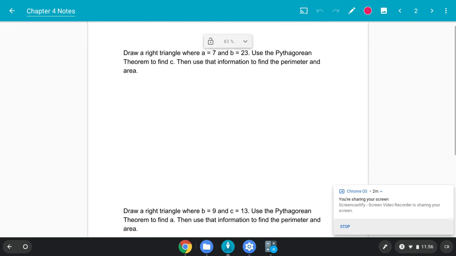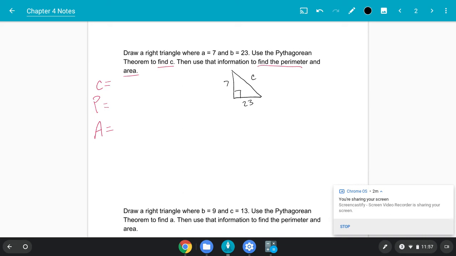Draw a right triangle where a is 7, b is 23, and then use the Pythagorean theorem to find c. Use the information to find the perimeter and the area. So there's really three things we need to find: c, the perimeter, and the area. First we're going to draw a right triangle. a is 7, b is 23, and c is a mystery.